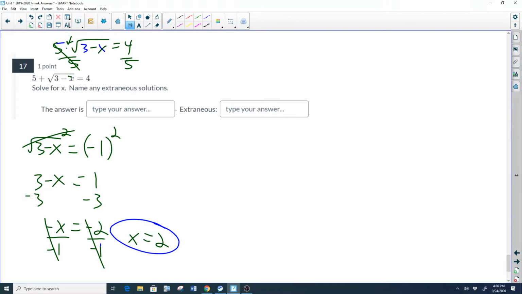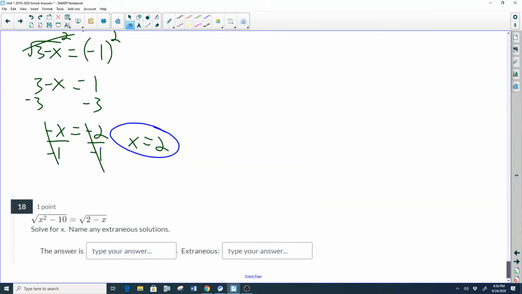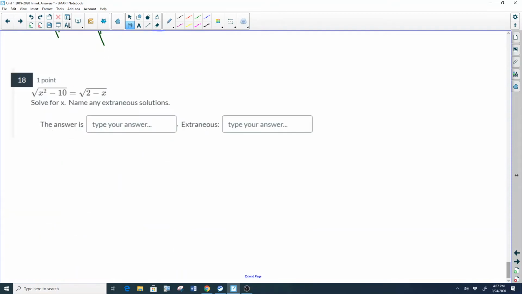So then when you plug it in, 3 minus 2 is 1, square root of 1, which is just 1. And 5 plus 1 is 6. And 6 does not equal 4. So this is a none in the end. This is a none, and the extraneous solution is 2. That was a fun, tricky one. Oh, if you minus the 5 over, it's a negative 1, and the square root will never become a negative number. So that makes sense.